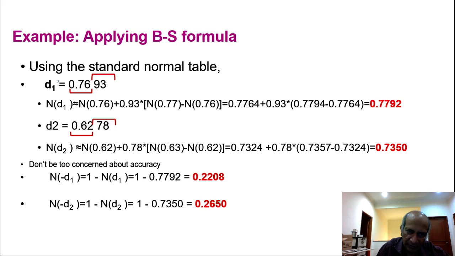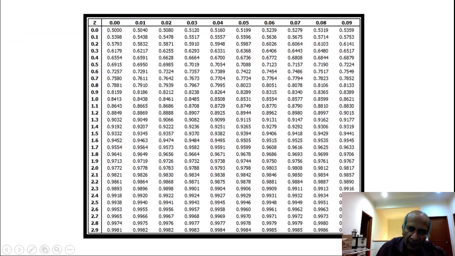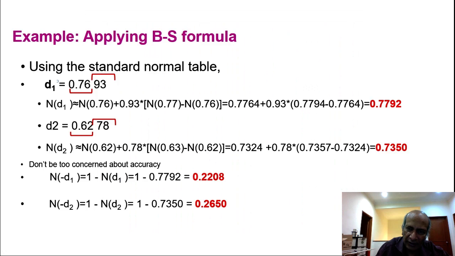Then 0.93 is given, and you have to look for N of 0.77. What is that? 0.7. Just go one step higher from 0.06 to 0.07. So it's 0.7794. And you plug it in here, 0.7794, minus 0.7764. That's the interpolation. So 0.7764 plus 0.93 times this difference should give you 0.7792. You are not going to refer for anything on 0.7792 into the N table. You are just calculating how to convert the D1 into ND1.